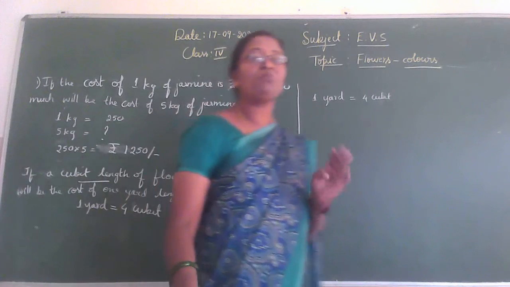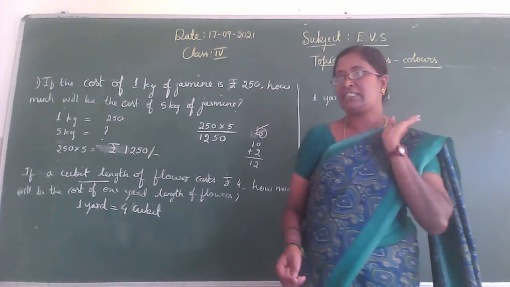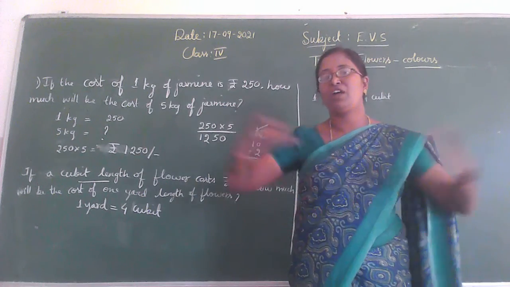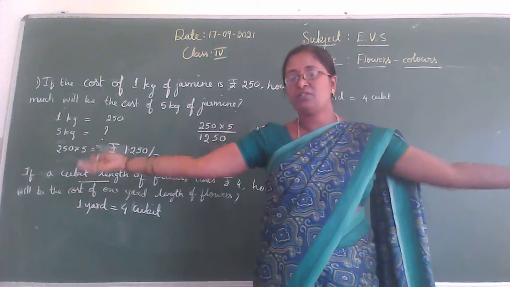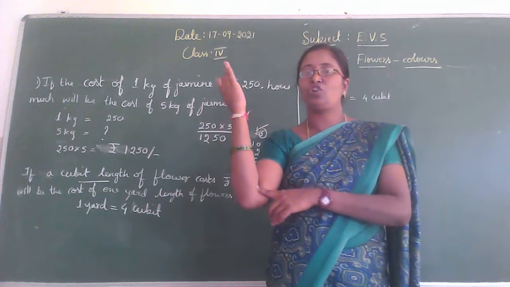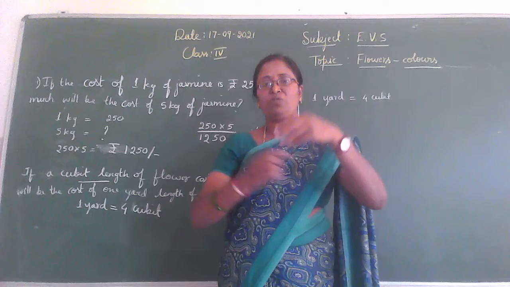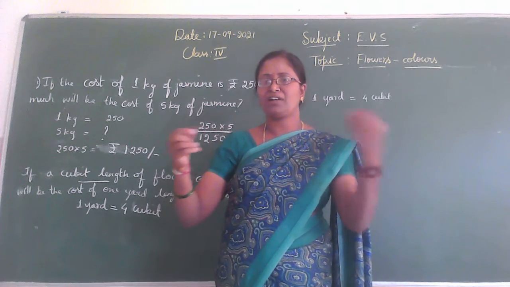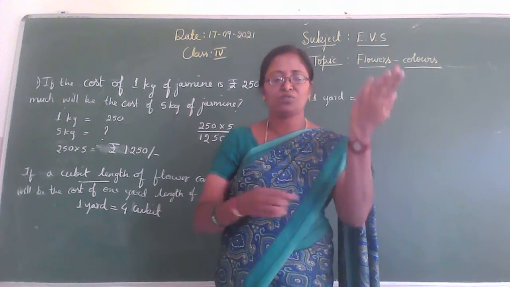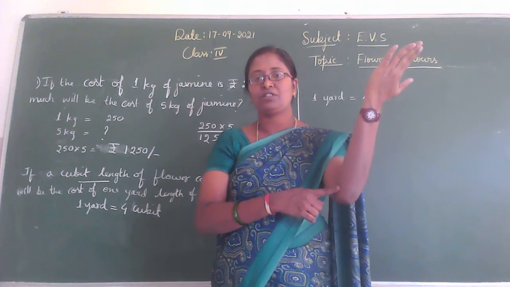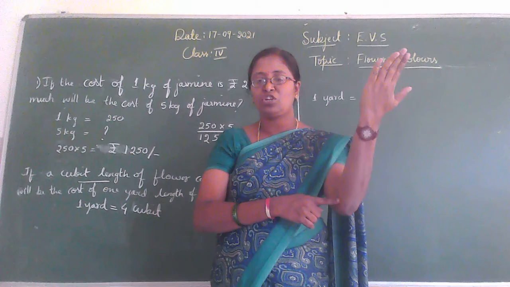So, how many cubits is equal to one yard? See here, 4 cubit, 1 yard. It is a yard. So, it is equal to 4 cubit. So children, you have seen flowers being measured by the yard, haven't you? The length of this we call a cubit. So, it is 1 cubit.